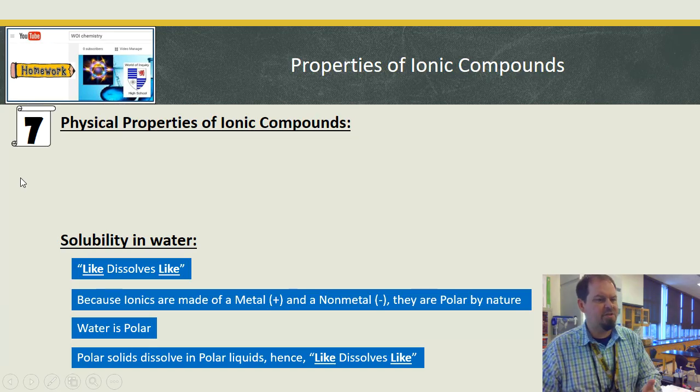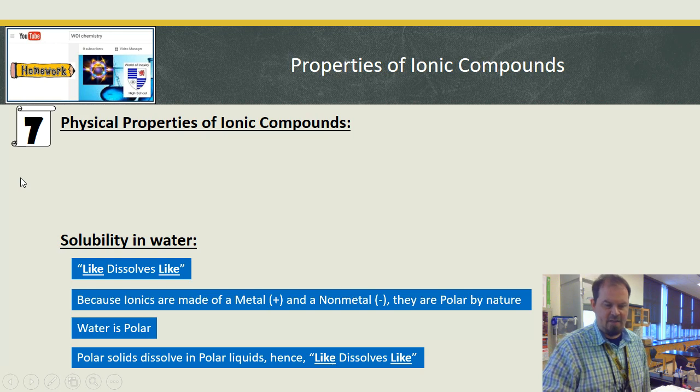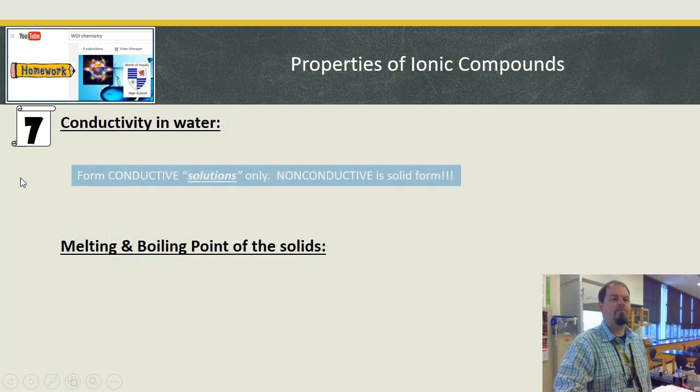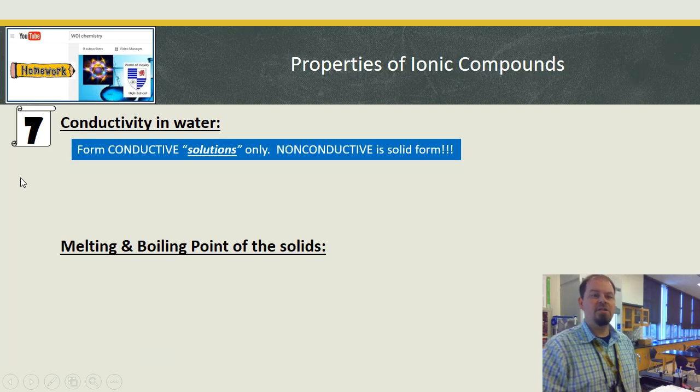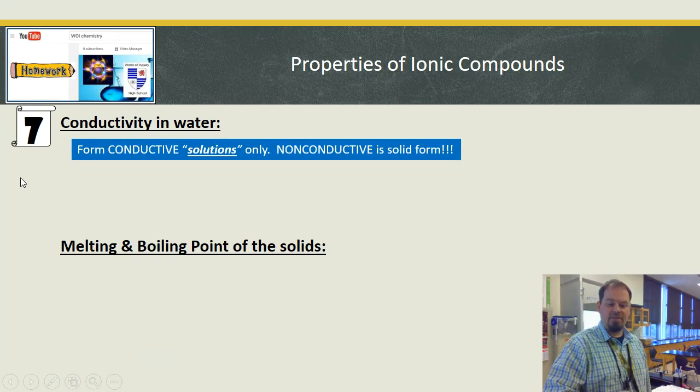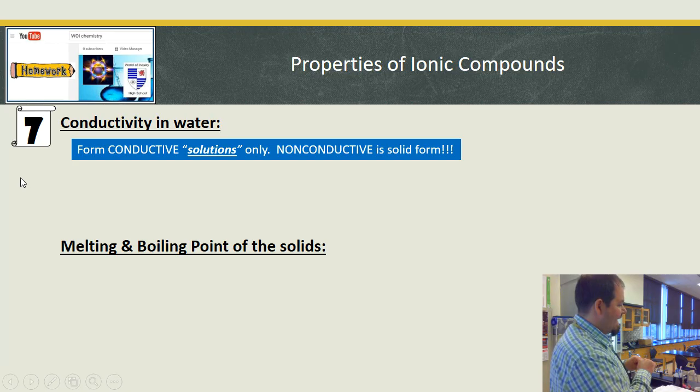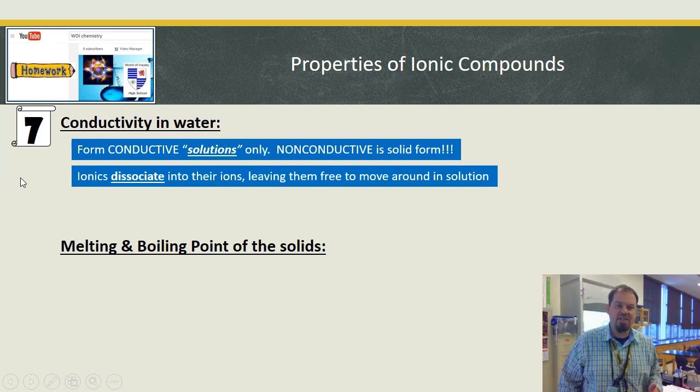So, a long way of getting around to the fact that ionics generally dissolve in water. Generally. Okay? Conductive solutions, non-conductive in the solid form. So solid salt will not conduct electricity. But if I dissolve it, it does something special. It's called dissociation. The Na and the Cl minus ions will separate from each other, which is a step past dissolve, which covalent compounds won't do. So they dissociate into their actual ions, leaving them to float around.